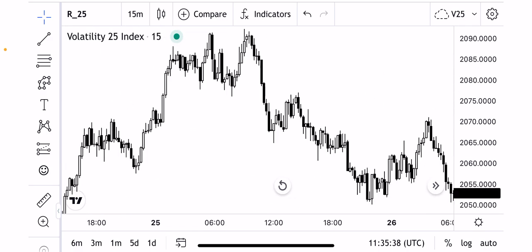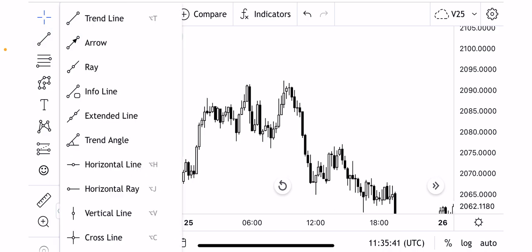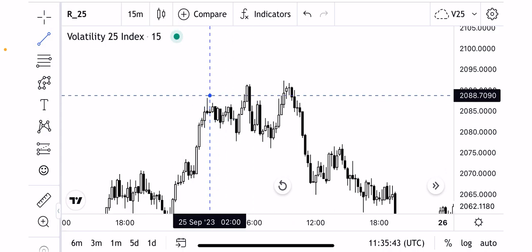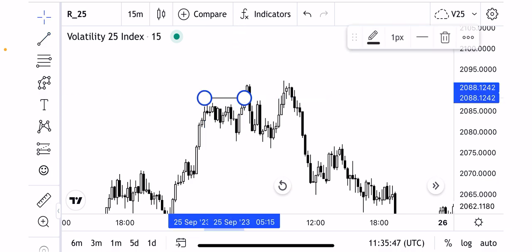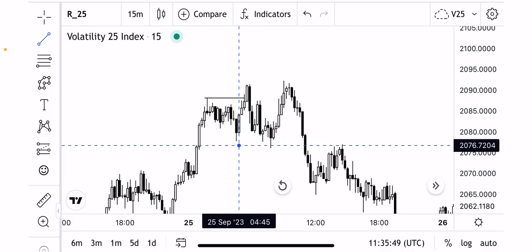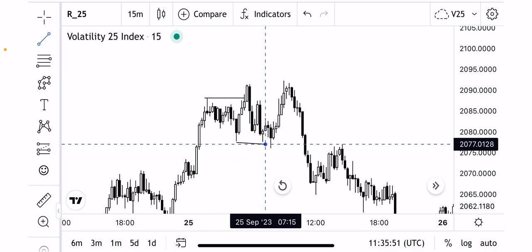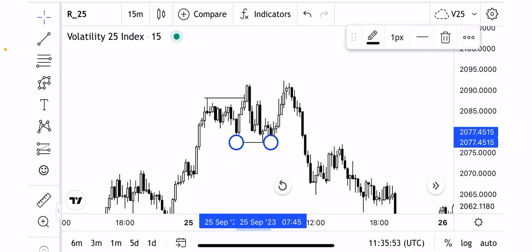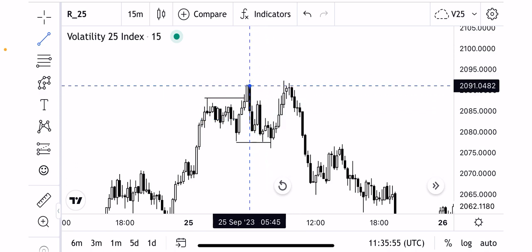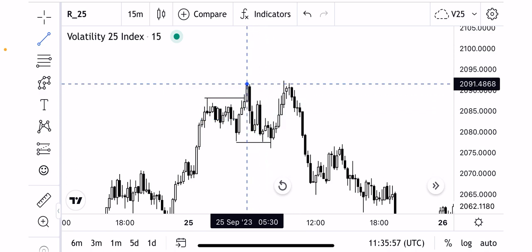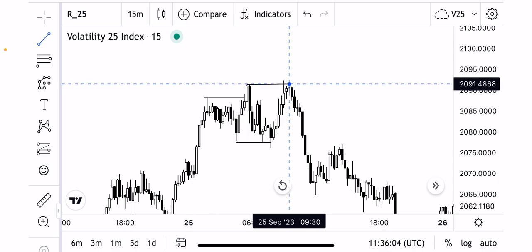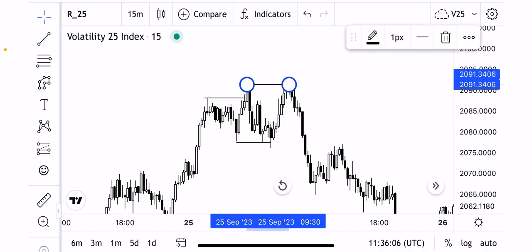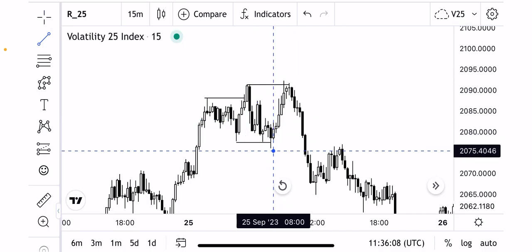Okay. Check this also. We had a BMS to the upside, right? A BMS to the upside, right? We have a BMS to the downside. A BMS to the downside. We had the BMS to the upside again, right? This is a BMS to the upside again. And we came back to break structure to the downside.